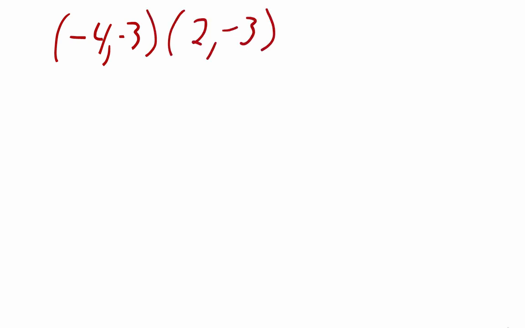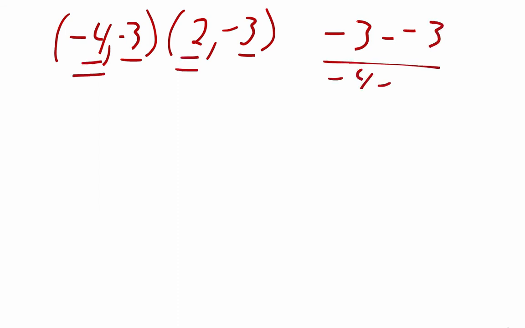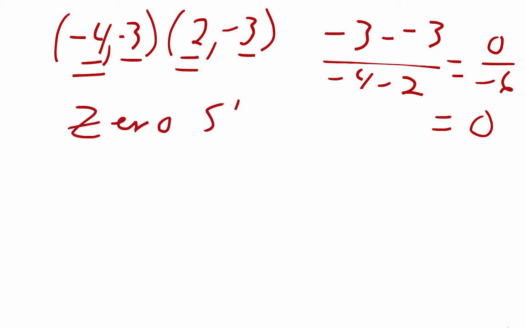If I have 2 ordered pairs, (-4, -3) and (2, -3), let's find the slope of this one. I subtract my y's, which are -3 minus -3, and then subtract my x's, -4 minus 2. So I have -3 minus -3 is 0, and -4 minus 2 is -6. 0 divided by -6 is 0, so I have a 0 slope.